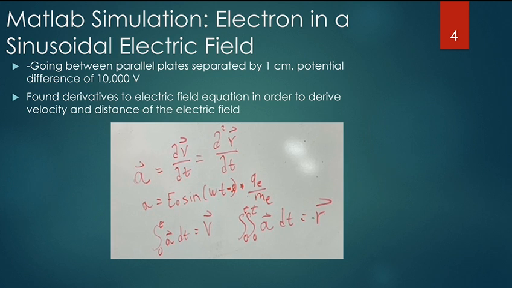Below you can see some of the stuff I wrote on the blackboard, showing that idea of the first derivative getting the velocity and the second derivative of that getting distance. And the equation can be seen with a equaling E naught, the amplitude of the electric field, times sine, with, of course, the angular frequency times time minus phi for phase, and multiplied by the charge of the electron over the mass of the electron.